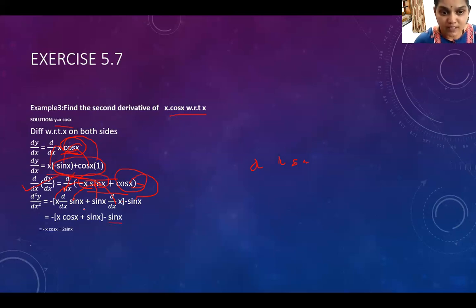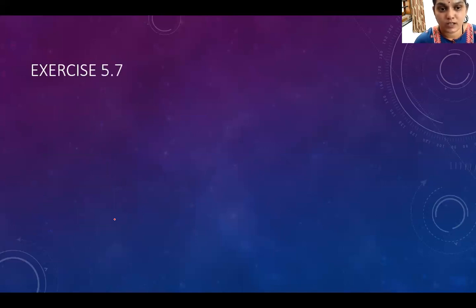You will simplify this bracket. X as it is, d by dx of sin x is cos x, plus sin x as it is, d by dx of x is 1. Thus we have x cos x minus 2 sin x, because there is a minus sign here: minus sin x minus sin x is minus 2 sin x.